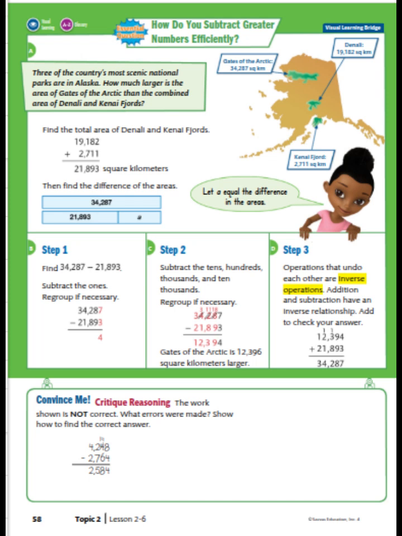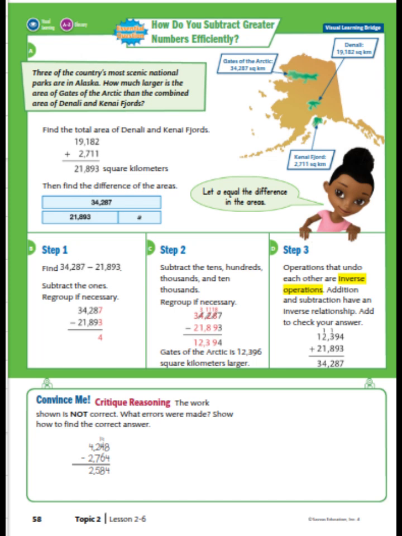Let's see what it says at the top. It says 3 of the country's most scenic national parks are in Alaska. It means the most beautiful parks are in Alaska. How much larger is the area of Gates of the Arctic than the combined area of Denali and Kenai Fjords?